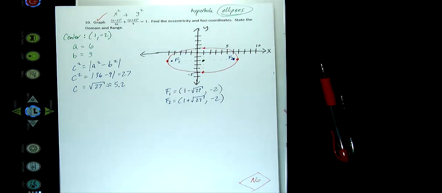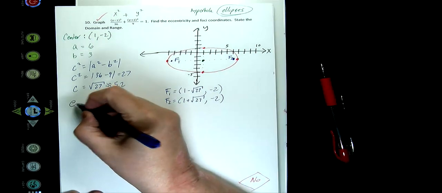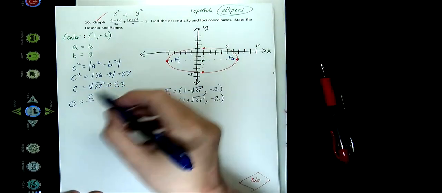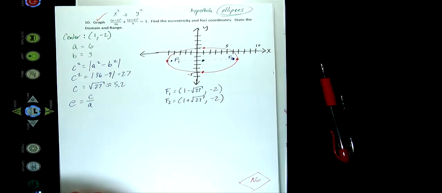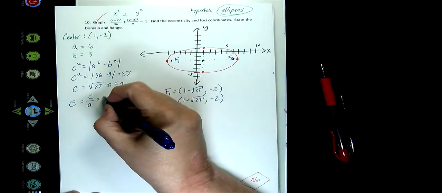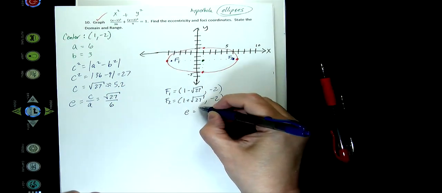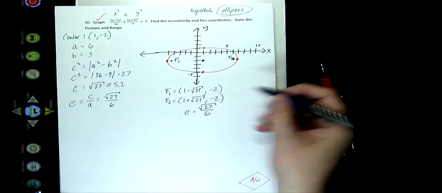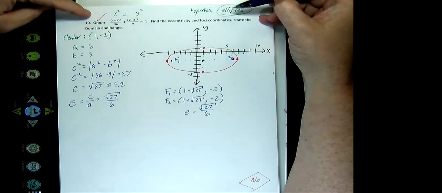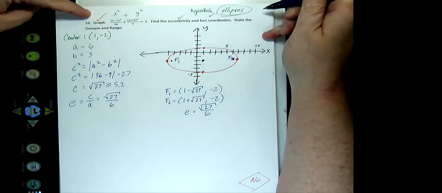How do I find the eccentricity? E equals C over the value on the major axis, which is A here, right? It's going to be square root of 27 over 6. I'll put that here so I can box them all together. All right, so I did my graph. I've got my eccentricity. I've got my foci.